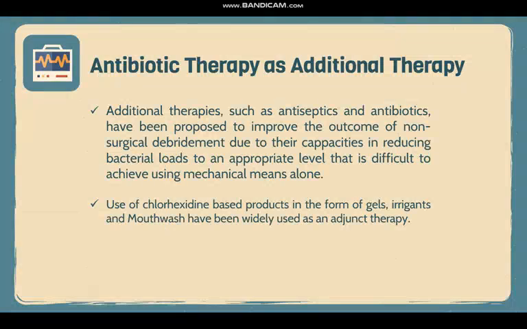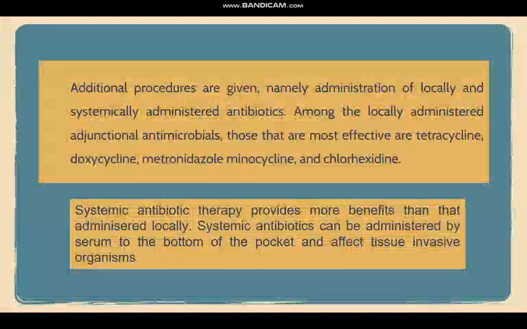Antibiotic therapy as additional therapy. Additional therapies such as antiseptics and antibiotics have been proposed to improve the outcome of non-surgical debridement due to their capacity of reducing bacterial loads to a level that is difficult to achieve using mechanical means alone. Thus, chlorhexidine-based products in the form of gel, irrigant, or mouthwash have been widely used as adjunct therapy.